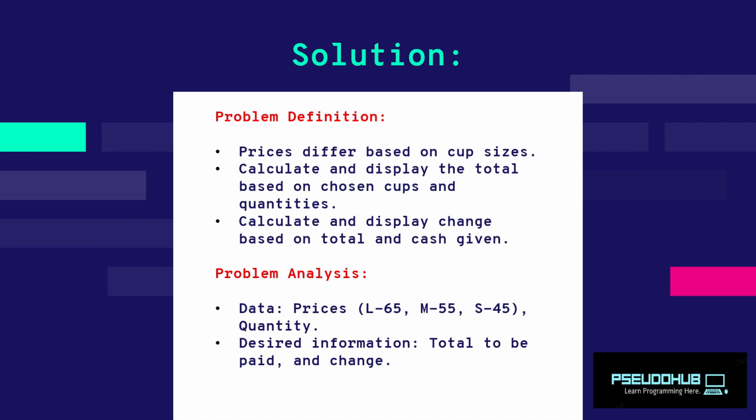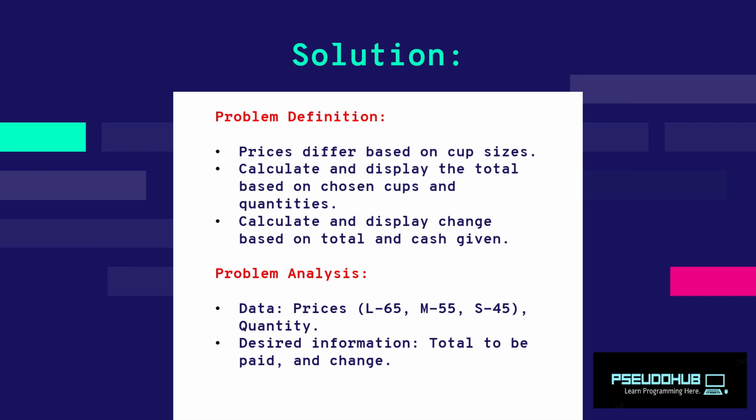So definition of the problem, the prices differ based on cup sizes. Calculate and display the total based on chosen cups and quantities. And then we'll have to calculate and display the change based on total and cash given. Alright, next. Unsa ba nga mga data ang given? Naa ay given nga prices, di ba? Prices. Ang L or large equals to 65. Ako lang i-shortcut. Instead na large, butangan nako siya L. So L is equals to 65 pesos.